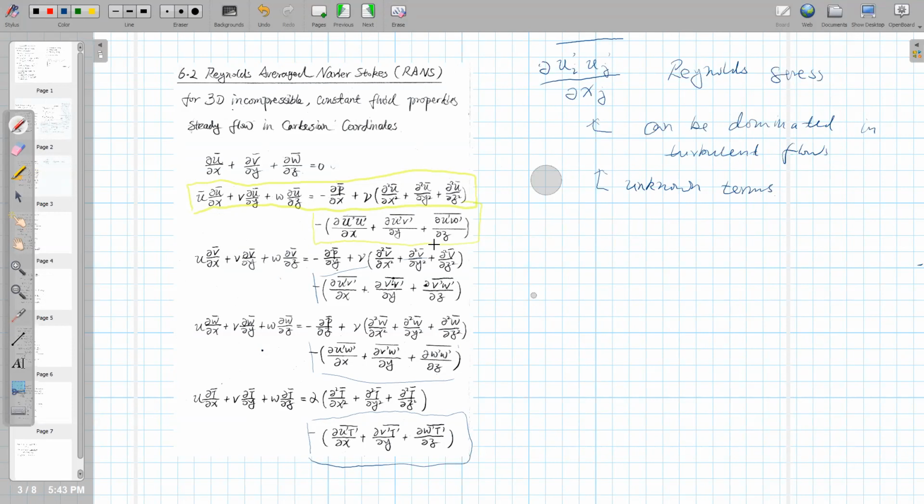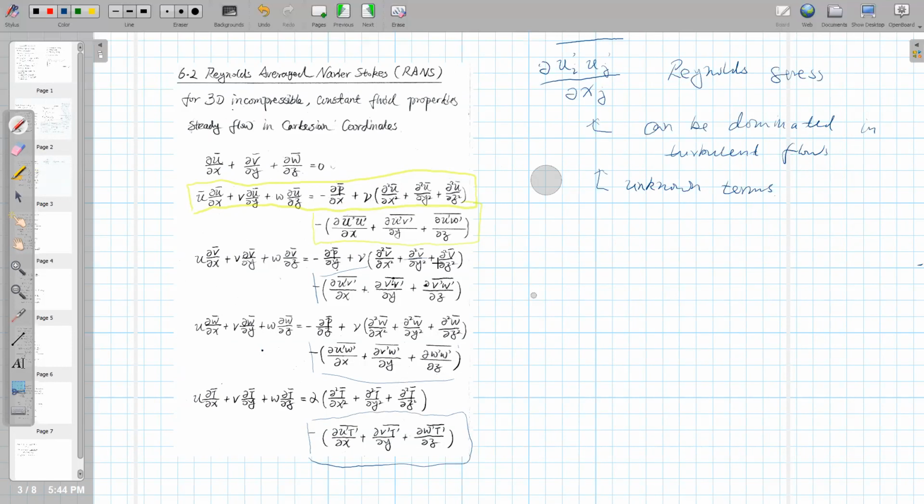Before, for the instantaneous Navier-Stokes, we only have U, V, W, P, T. We only have these 5 unknowns, and then we have these 5 governing equations. We can solve it. But now, after we do the averaging, this U bar, V bar, W bar, P bar, T bar, the average values, we still do not know. But now we have these additional unknowns. All these Reynolds stress terms are also unknowns.